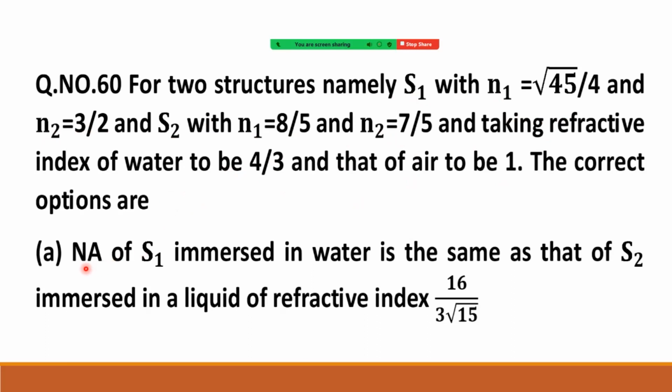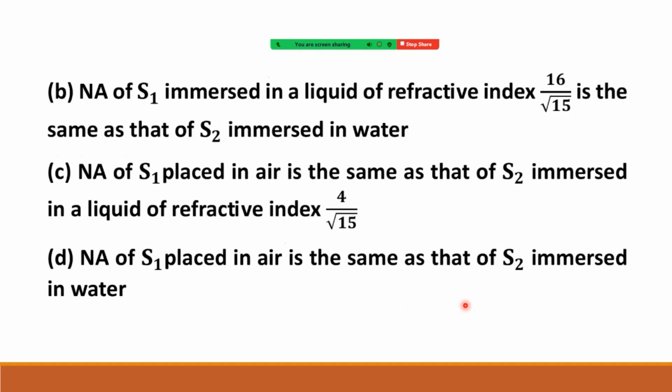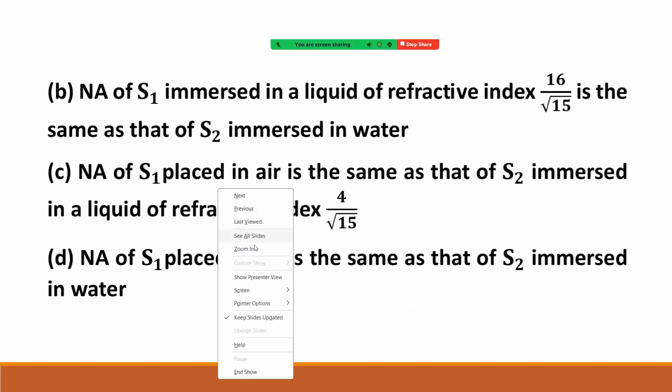The numerical aperture NA of S1 immersed in water is the same as that of S2 immersed in a liquid of refractive index 16/(3√15). And some more options are given like this. We have just discussed what numerical aperture is. It is just a matter of putting the values in that. Let us see the calculation part.